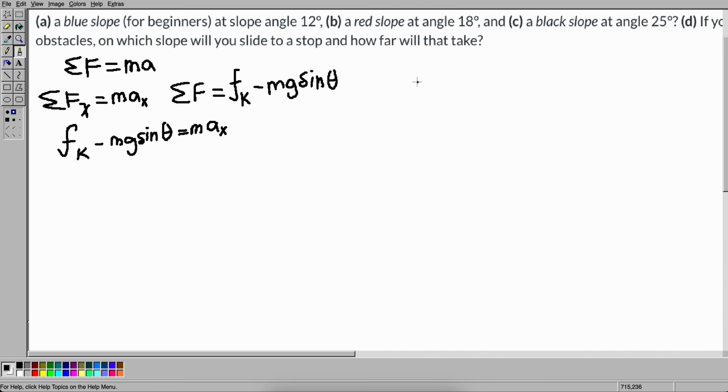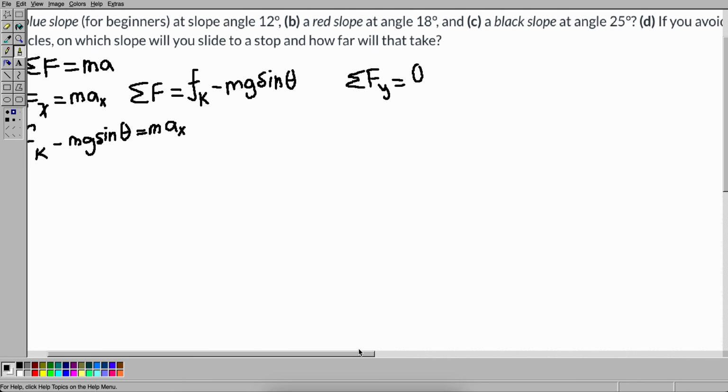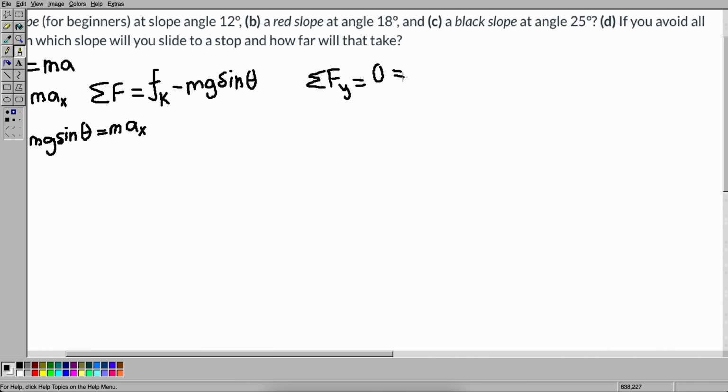We also want to do this set of equations for the y-axis. So Fy, we know that this is equal to 0. And we also know that this is equal to Fn minus mg cosine theta. And this gives us that Fn is equal to mg cosine theta.